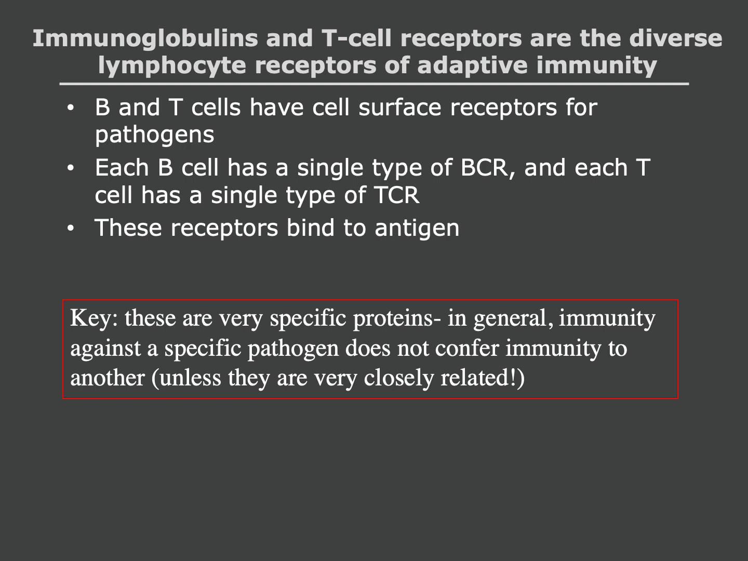Now, we're going to talk a little bit about the adaptive immune system and why the adaptive immune system is so awesome. So let's go into that. Of course, we'll get into this more in depth later on in the class, but I want you to realize that B and T cells have these cell surface receptors for pathogens, okay?